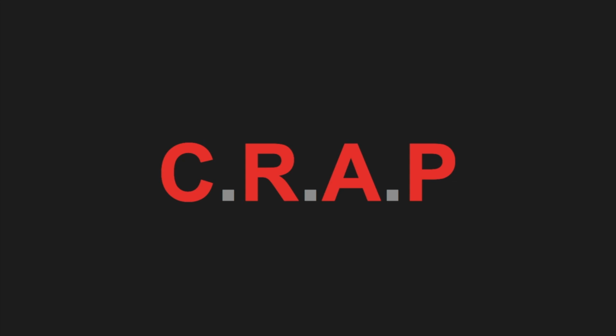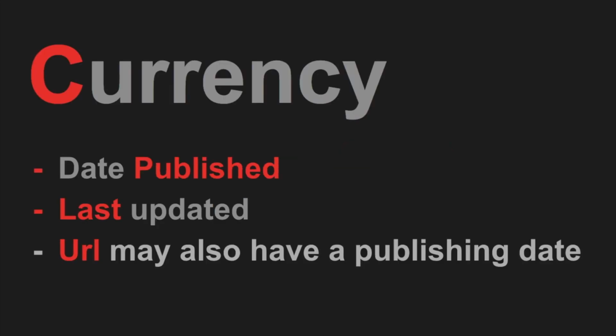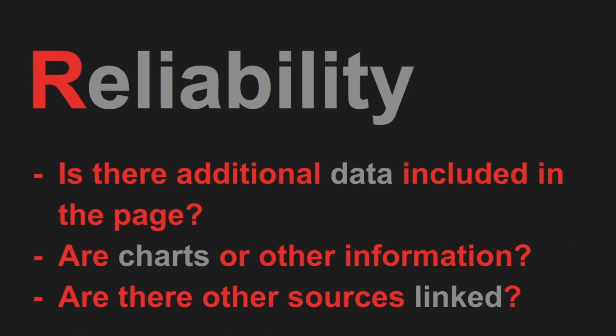So let's recap. Currency. When we're talking about currency, we want to check the date that it was published, the last updated that web page that we're using may have at the bottom, or even check the URL. There may be a publishing date in it. Reliability. Is there additional data included in the page? Are charts or other information in there as well? Are there other sources linked to this article or web page that I'm using? All of those questions may be incredibly important to check the reliability.